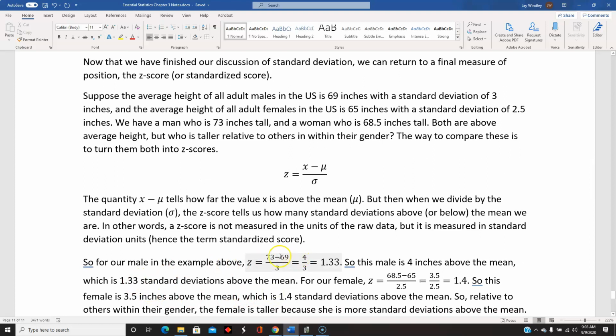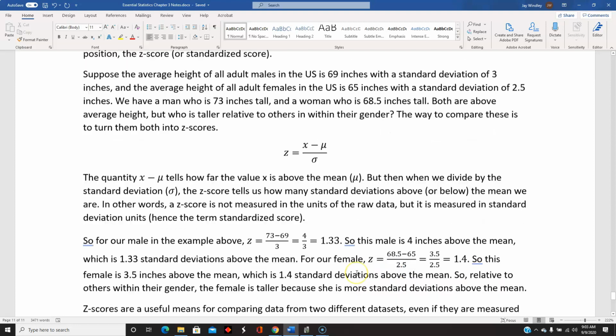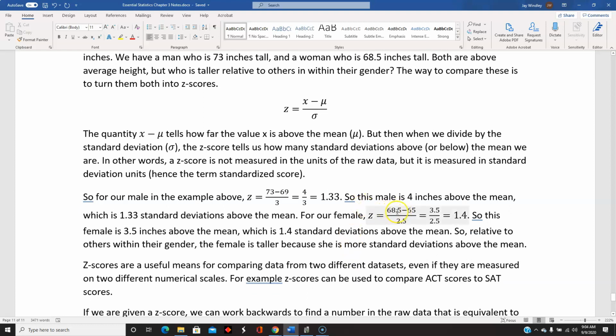And because it's in standard deviation units, that's why it's sometimes called a standardized score. So for our male, we take our male height of 73, subtract the mean of all males, and divide by the standard deviation of all males. So the 73 minus 69 tells us that this male is 4 inches above average height. But then we do that 4 divided by the standard deviation of 3. And this number here, 1.33, that's this male's z-score, which means that this male is 1.33 standard deviations above the mean. Okay?